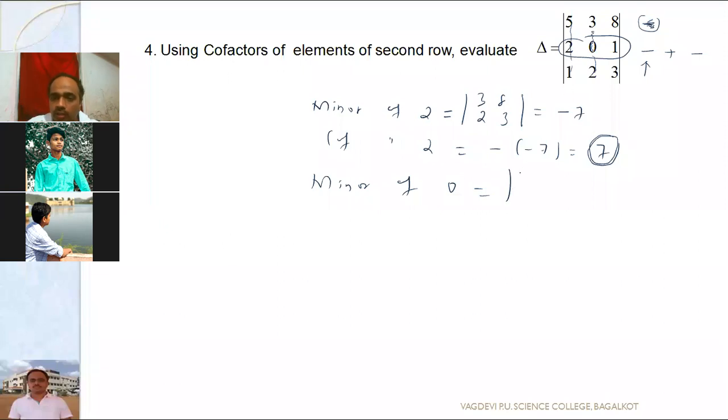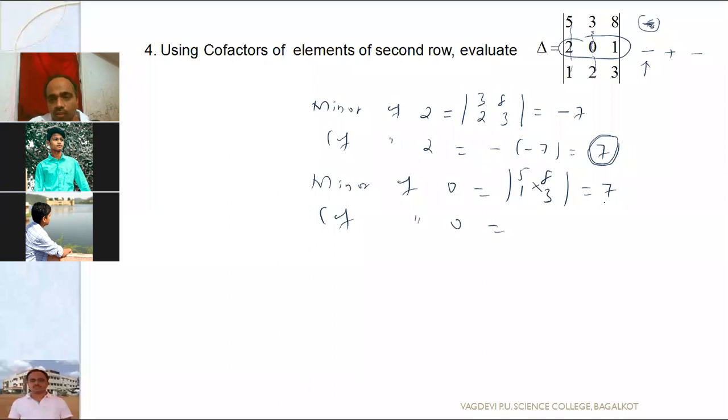5813. Correct? So what is the value of this determinant 5813? 5 3s are 15, 8 1s are 8. So 15 minus 8 is 7. First 5 into 3, then 1 into 8. So 15 minus 8 is 7. This is the minor. Now after the minor, the cofactor.